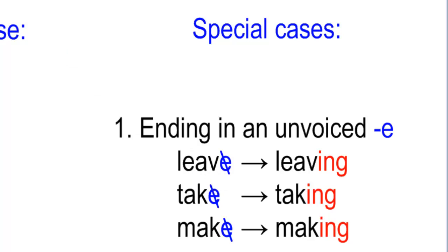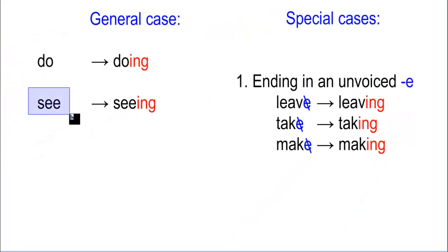Obviously, remember that there are always exceptions, because as I said, it is unvoiced. So for example, in the case of see, in that case, you pronounce this letter E, so you cannot omit it. Seeing, okay, seeing. So remember, you eliminate the letter E if you don't pronounce it.